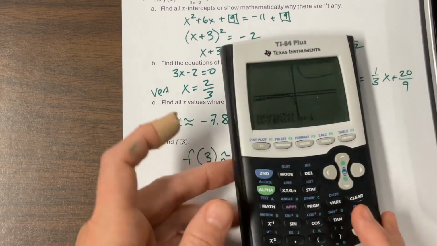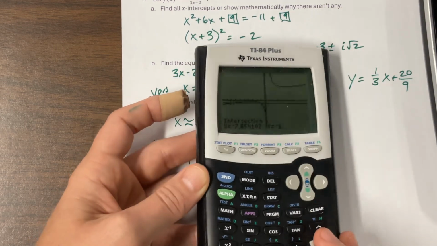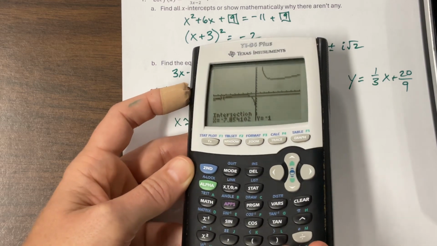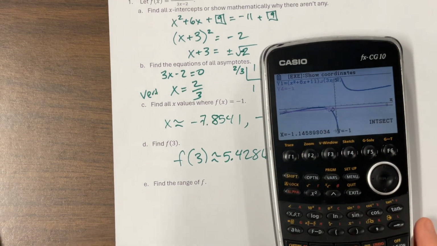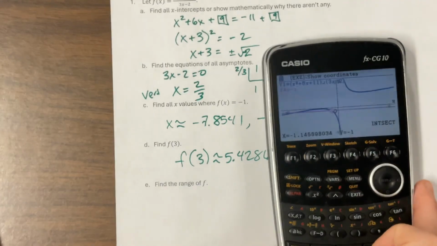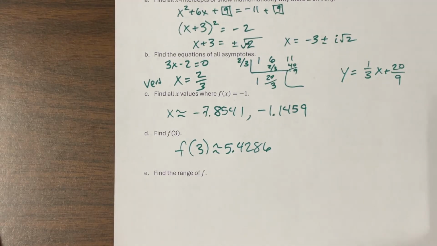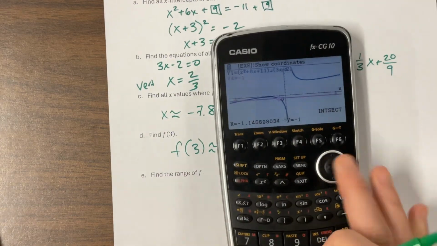Can you read that? Oh my goodness. Can you see that screen? Oh, I didn't know you couldn't see the screen. Can you see this screen? I think you can. Well, I apologize. Hopefully that talking through it made a difference. Practice with your calculator.